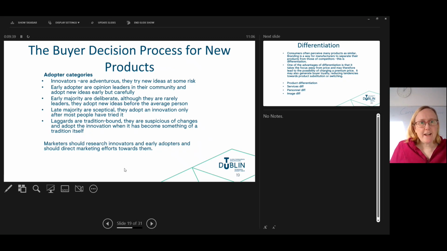So late majority then are skeptical. They just hang back a little bit longer than the early majority, but these are where huge numbers of the consumers are getting on board. They adopt the innovation only after most people have already tried it. So they're really seeing, is this something that is value for money and does what it says and so on. And then the final stage. If you think of phones, the phone is nearly, it's probably a couple of models old at this point.